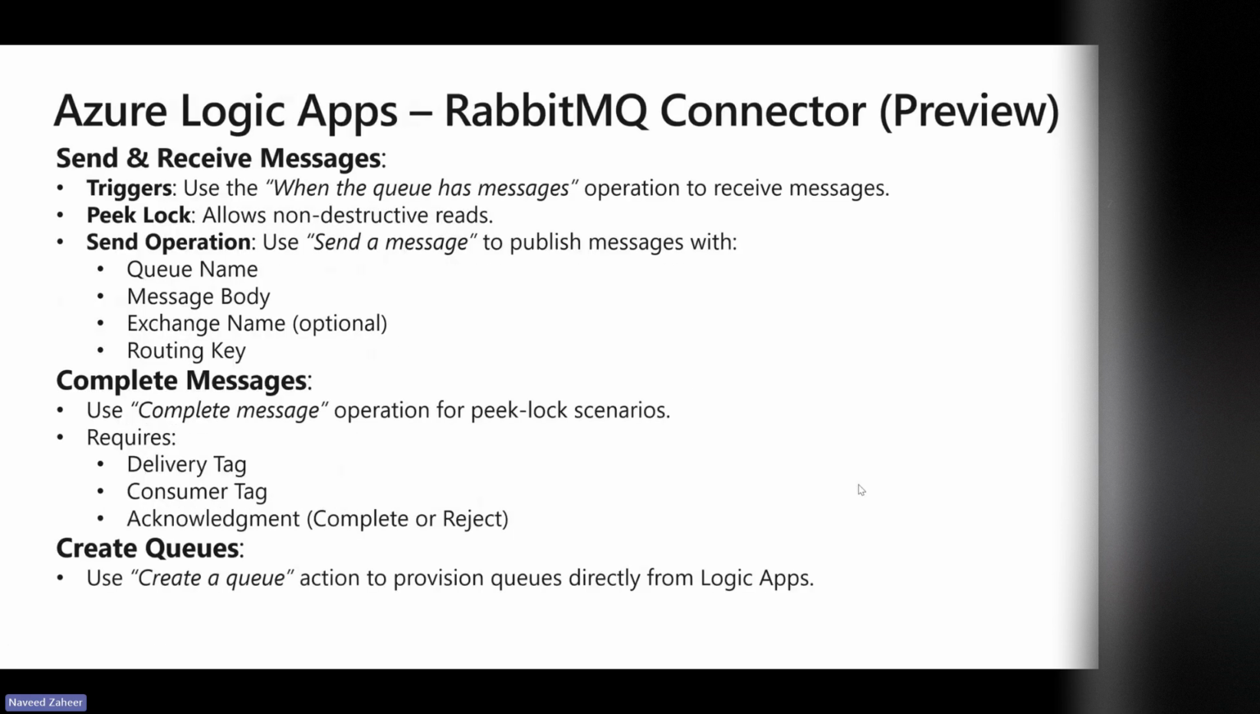What capabilities are coming with this connector, which is in public preview? First of all, the ability to send messages, so a send operation. You can also complete a message. In messaging, you receive a message, you put a lock on it, and you do the message processing. If the processing is successful, you tell the broker, I have completed the message, so it removes it from the queue. Otherwise, it will reappear. That's the type of functionality you are allowed to do.